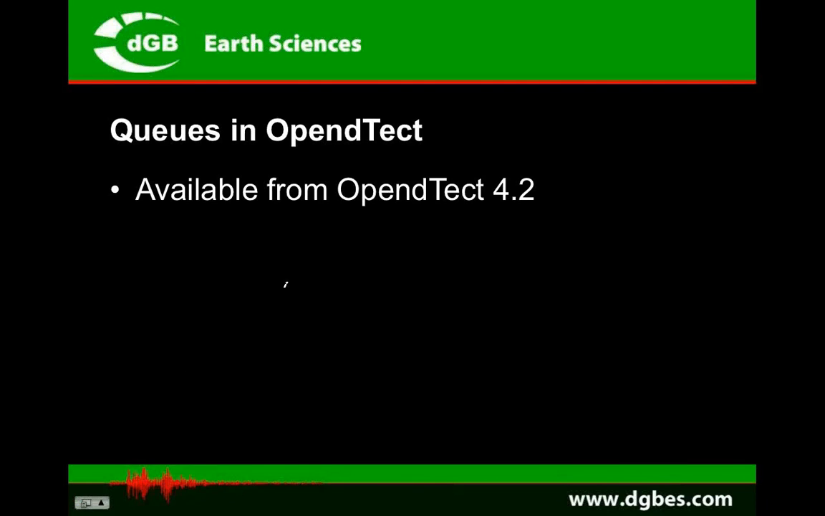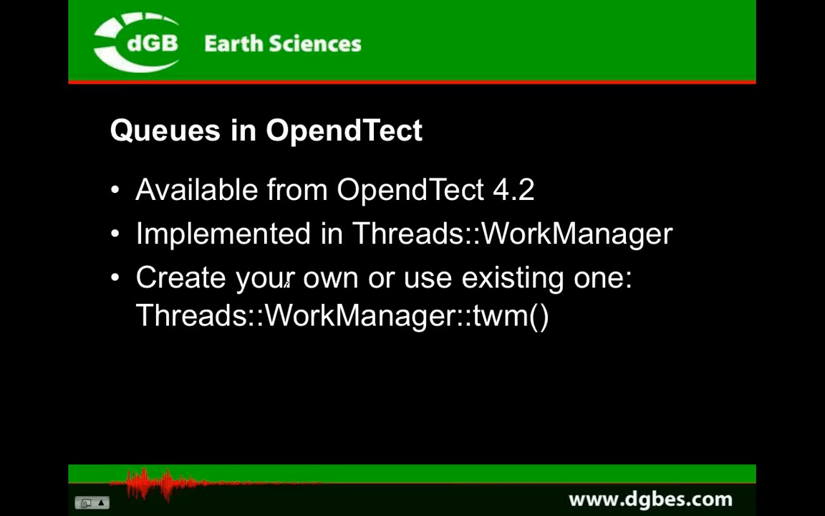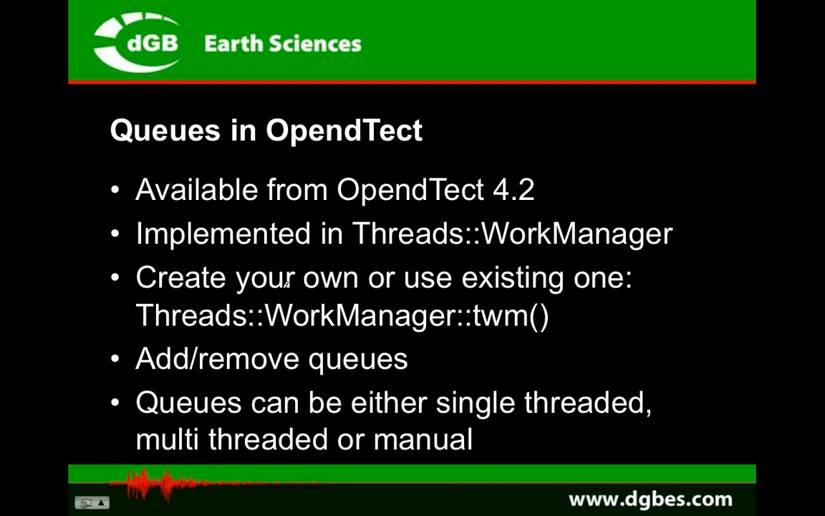First of all, it's available from OpendTect 4.2, so it's quite recent. The class is implemented in Threads Work Manager. Again, it's available under include basic thread work manager, I believe. You can create your own manager, or there is a static one available that you can call using the TWM function. In OpendTect, you can add and remove queues. And each queue can be either single-threaded, multi-threaded, or manual. We'll discuss these different types in a short while in this webinar.